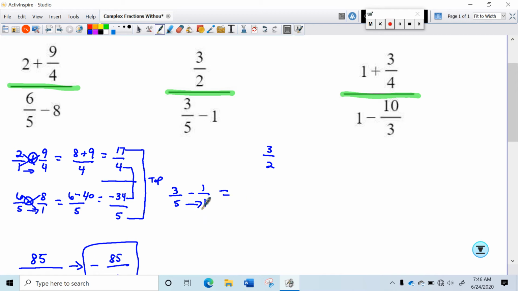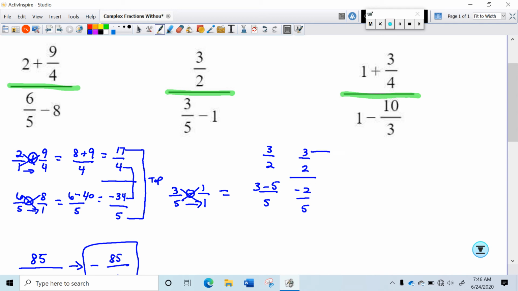Multiply the bottom. 5 times 1 is 5. Cross multiply the top. 3 times 1 is 3. Minus in the middle. 1 times 5 is 5. So my 3/2 for the first fraction stays like it is. Second fraction is going to be negative 2 over 5, because 3 take away 5 is negative 2.